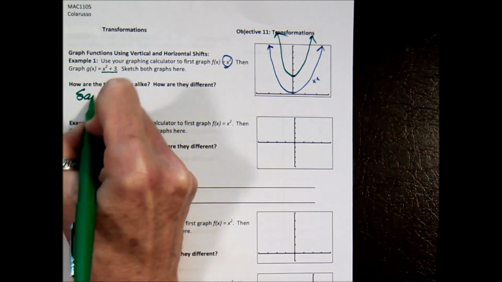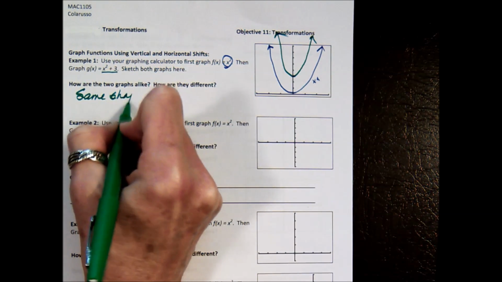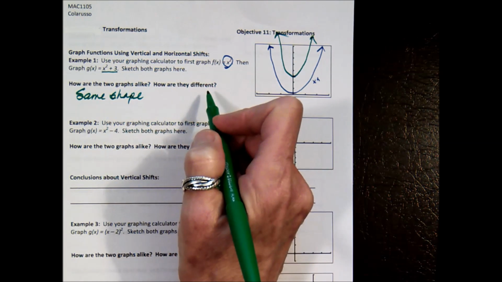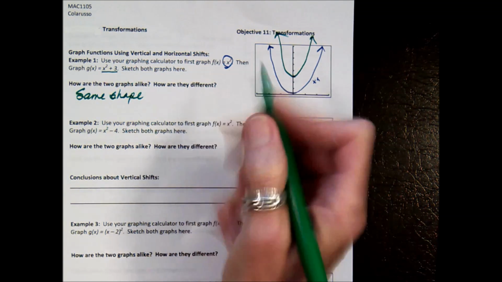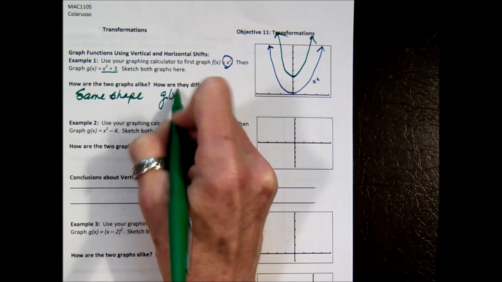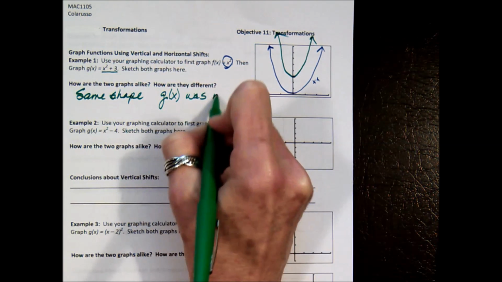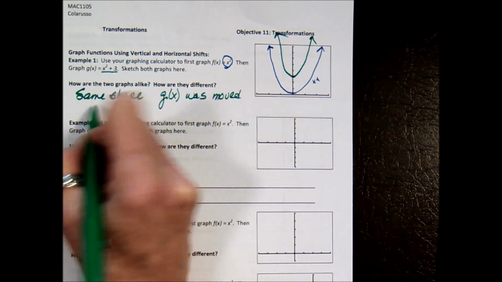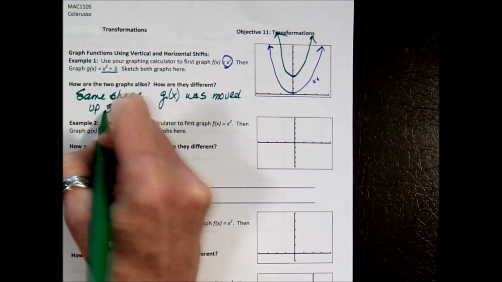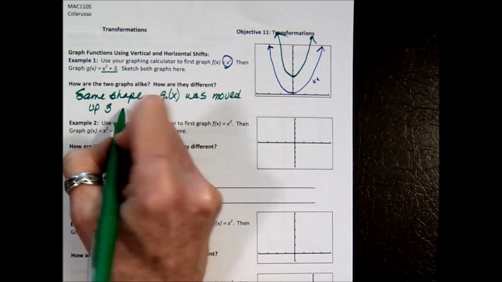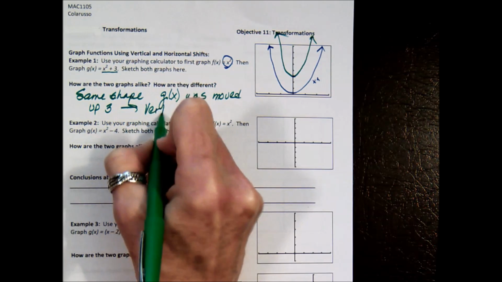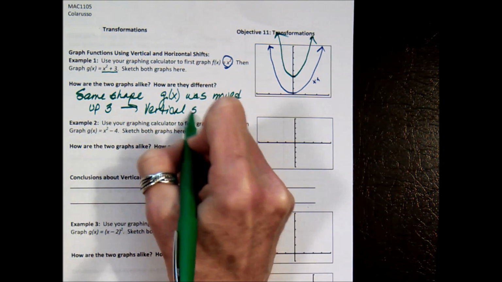They have the same shape. How are they different? The way that they're different is g of x was moved up, or vertically up, 3. It was moved up 3. We call that a vertical shift.